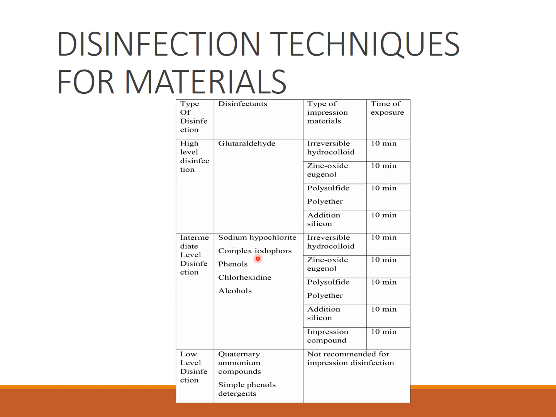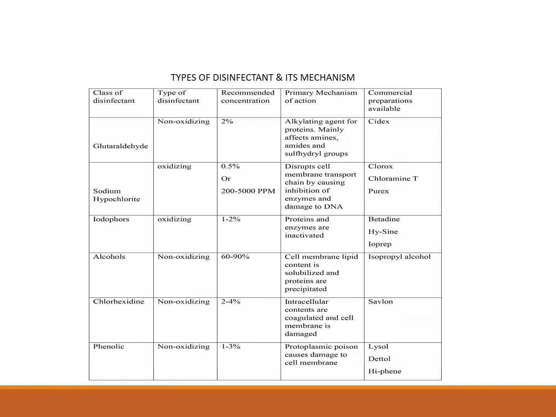Intermediate has sodium hypochlorite complex, iodophores, phenols, chlorhexidine, alcohols. Materials include zinc oxide eugenol, polyether, addition silicone, impression compound. And this is not recommended. So guys, usually 10 minutes. Next, the type of disinfection and its mechanism.